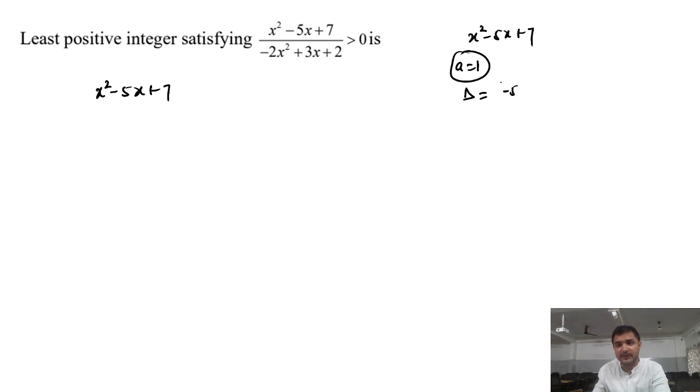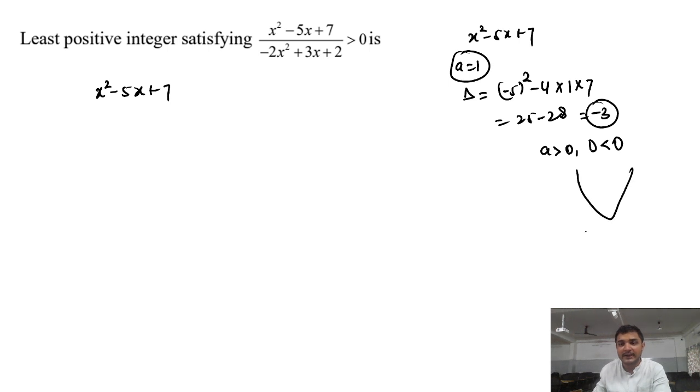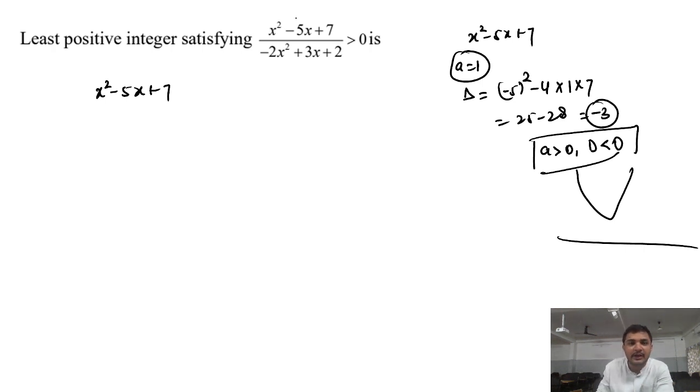B square minus 4AC, so 5 square minus 4 times 1 into 7, which is 25 minus 28, which is minus 3. A positive, D negative, everyone. So the quadratic graph will be entirely above the x-axis. As we have studied in quadratic, I'll explain again with the other videos also, right? Okay, no problem with that. But for the time being, you need to understand, if A positive, D negative, quadratic is always positive. Okay. Yes. If it is so, that means this numerator is positive.